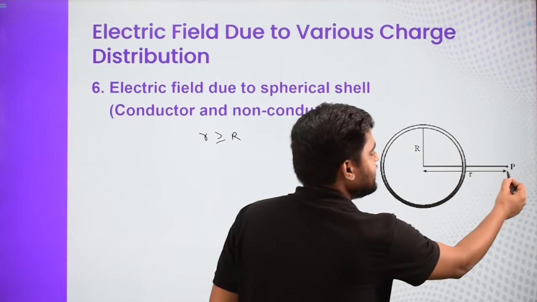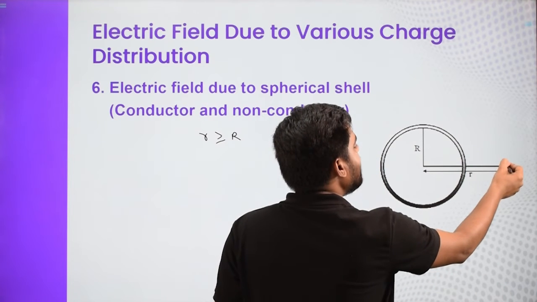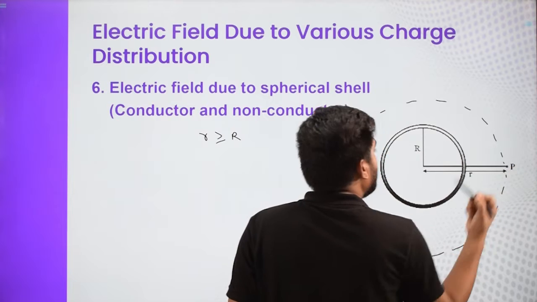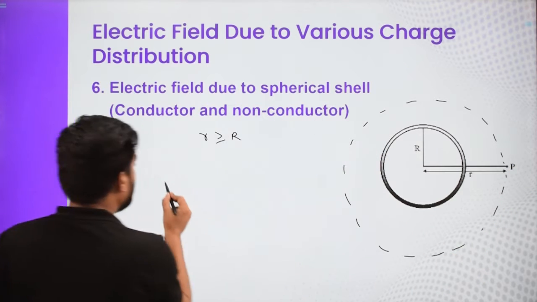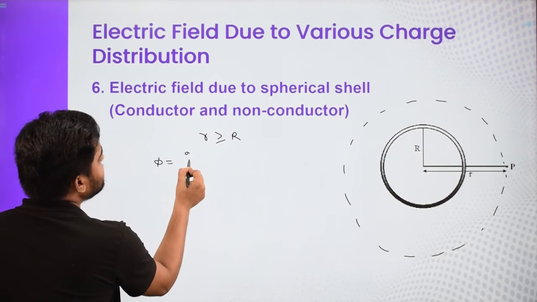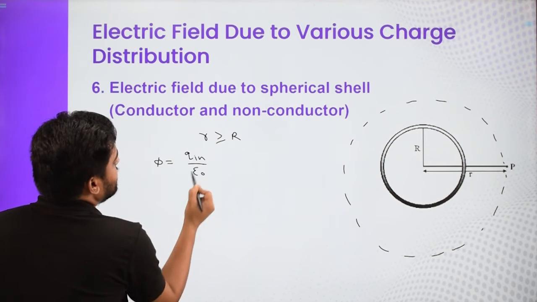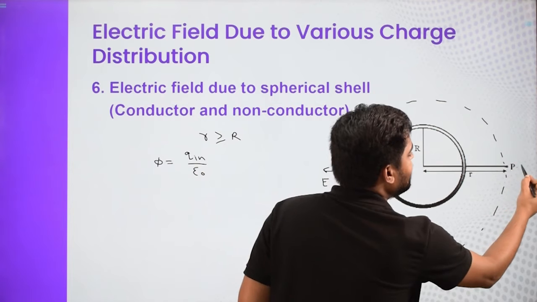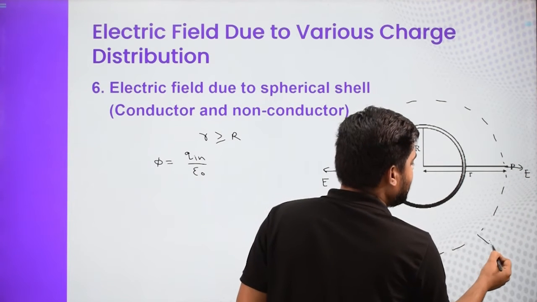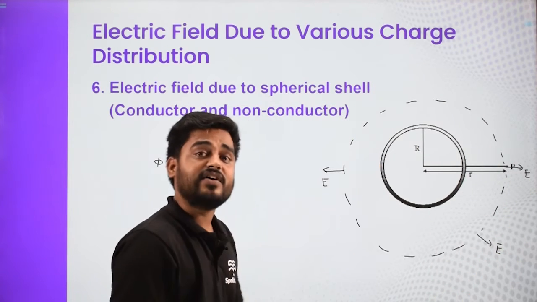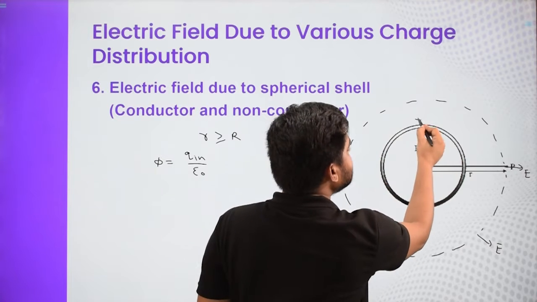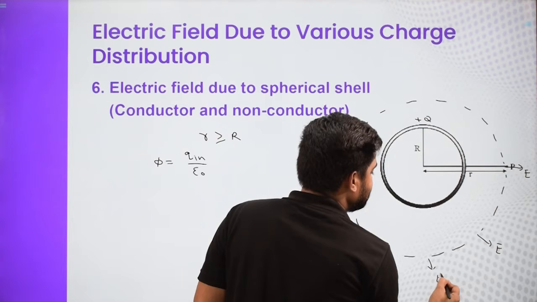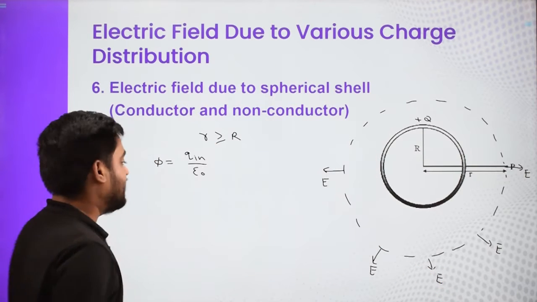Now the next case is r greater than or equal to R. So let us consider this point P, and here I am assuming again a Gaussian surface. It is the same as the previous case. Only thing is here the total flux again is Q in by epsilon naught. Let E be the magnitude of the electric field and the direction be radially away. Why are we saying radially away? Because I am assuming this to be positively charged. So this total charge is Q and the E is basically radially away, right?